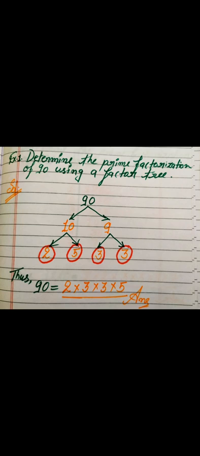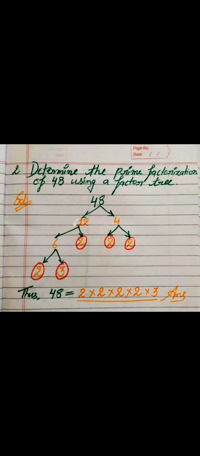Now second one is, here we have to determine the prime factorization of 48 using the factor tree method. Again, first we will write 48, then we will split this 48 into two numbers whose product is 48, like 12 and 4. I know 12 fours are 48. You may take any other numbers, like 8 sixes are 48, 8 and 6, or 24 twos are 48, 24 and 2. It's up to you.